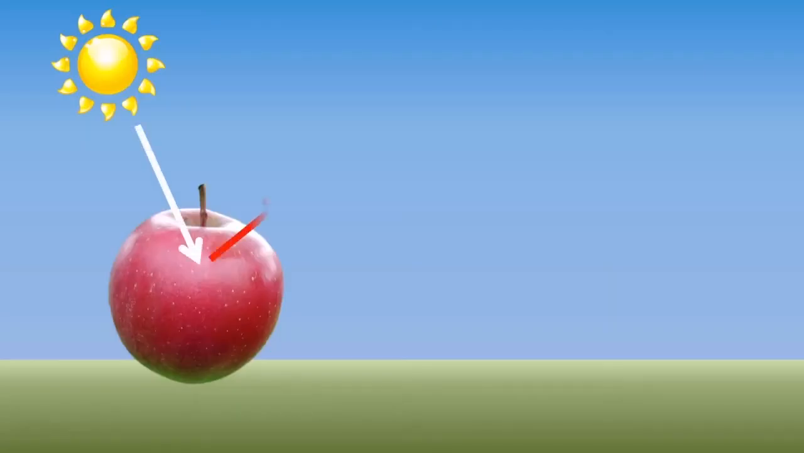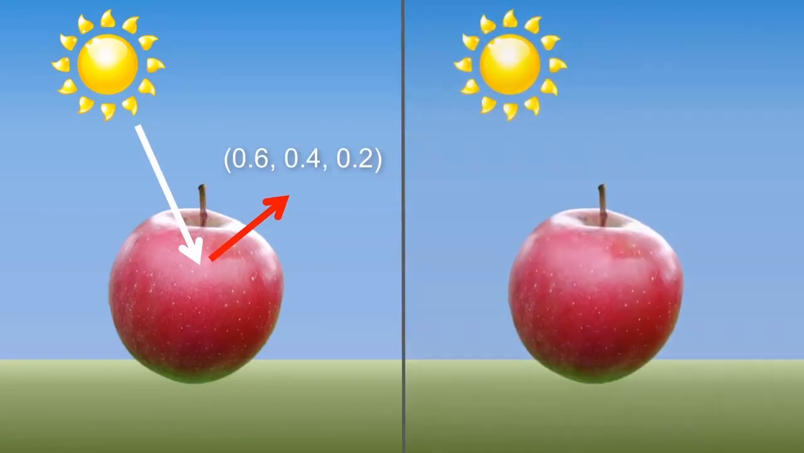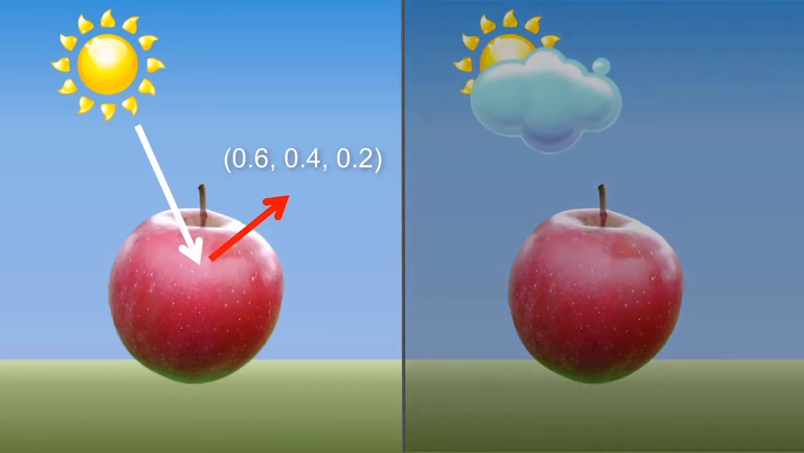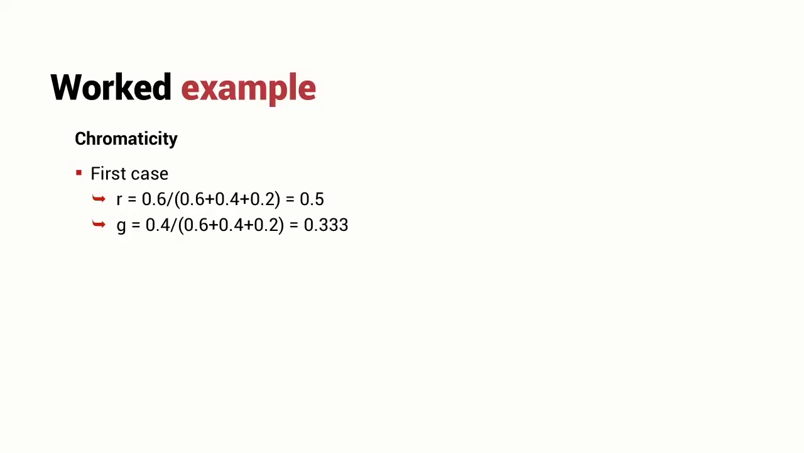Consider this worked example similar to things that we've looked at before. White light falling onto a red apple and producing this tri-stimulus value. Now consider that a cloud is in front of the light source, the overall illumination level has been reduced, and the tri-stimulus value now has a different value, a smaller tri-stimulus value than we had before. Let's consider a worked example.